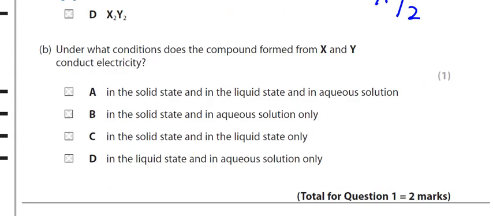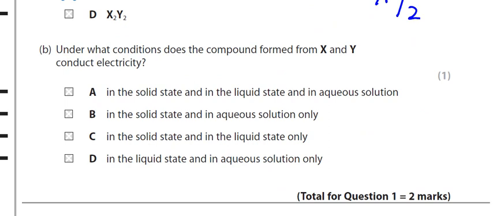The next question is 1B. Under what conditions does the compound formed from X and Y conduct electricity? Now we know group 2 with group 7 is an ionic compound. So ionic compounds have ions in fixed positions. They are unable to move in the solid state.